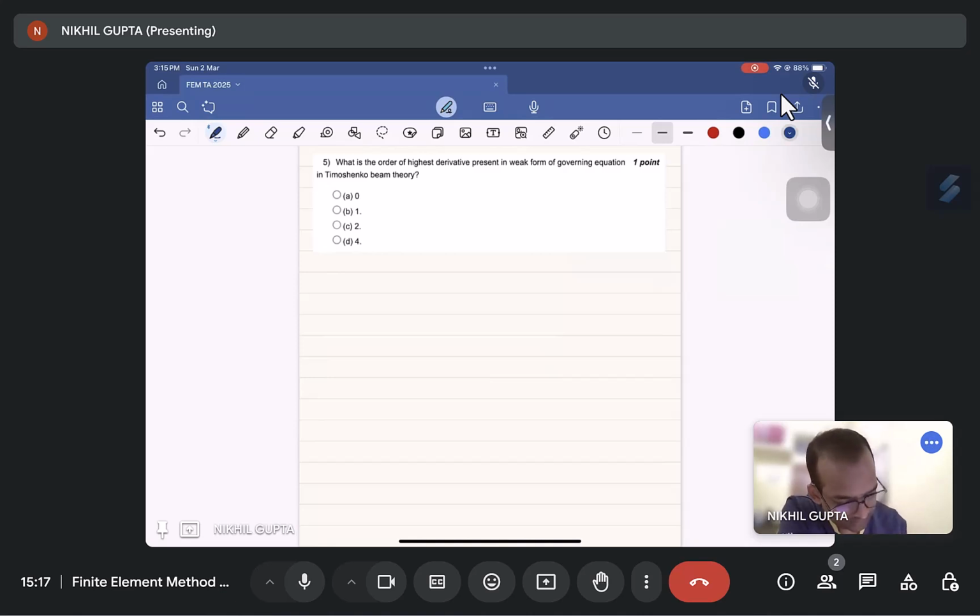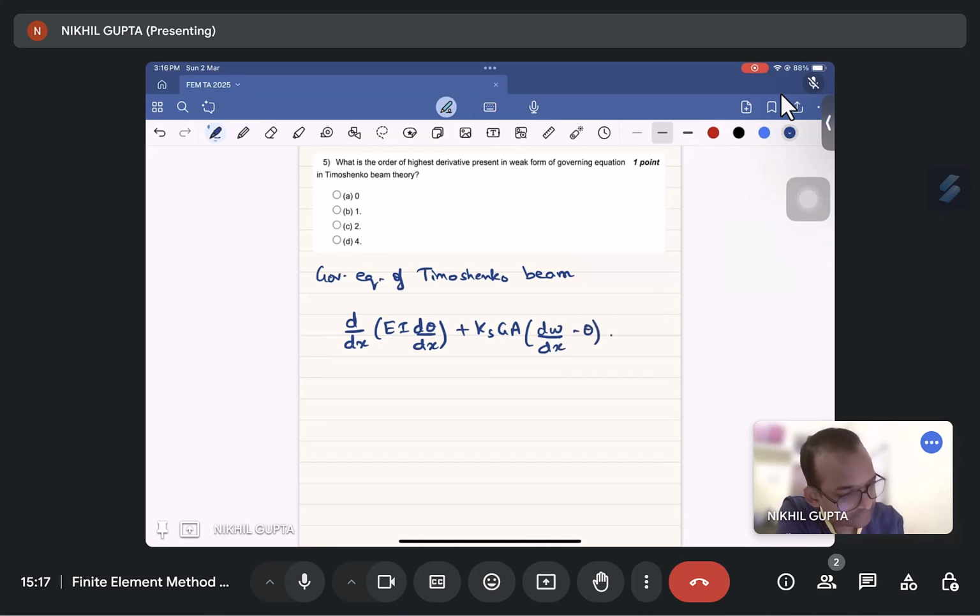So let's start by writing the governing equation of the Timoshenko beam. There are two equations related to it. The first one is d by dx of EI d theta by dx plus ks GA (dw by dx minus theta) equals 0.